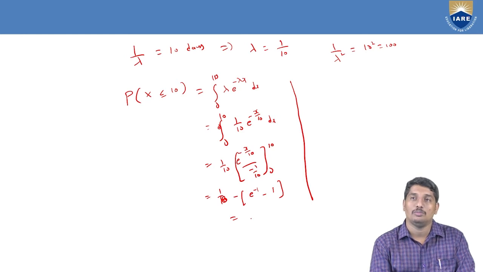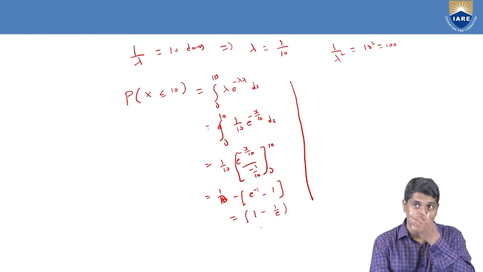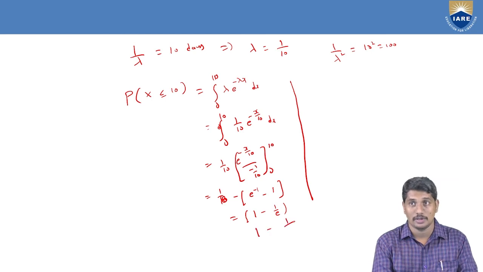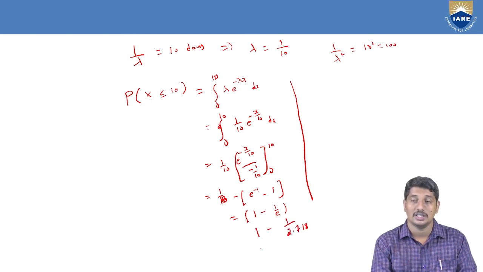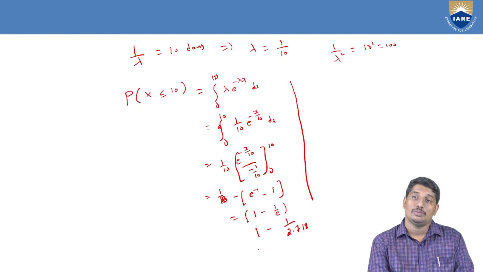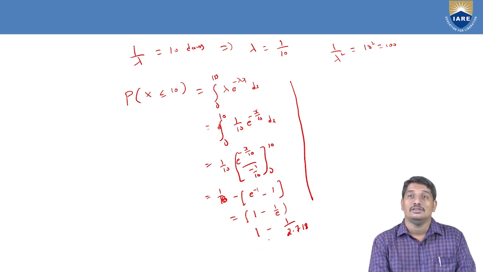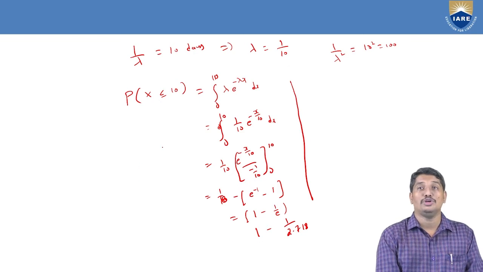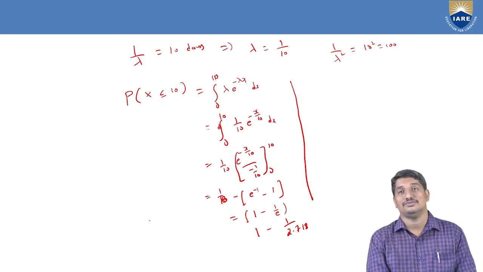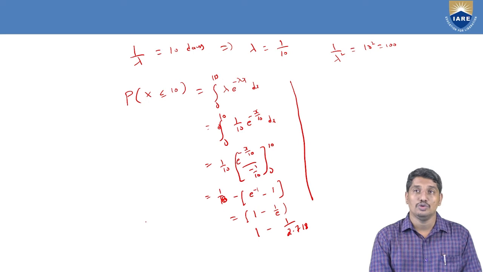You will get the probability, that is 1 minus 1 by 2.718. 1 minus 1 by 2.718. This gives you the answer, the probability of having a booking within less than 10 days. In that way we can use the density function.